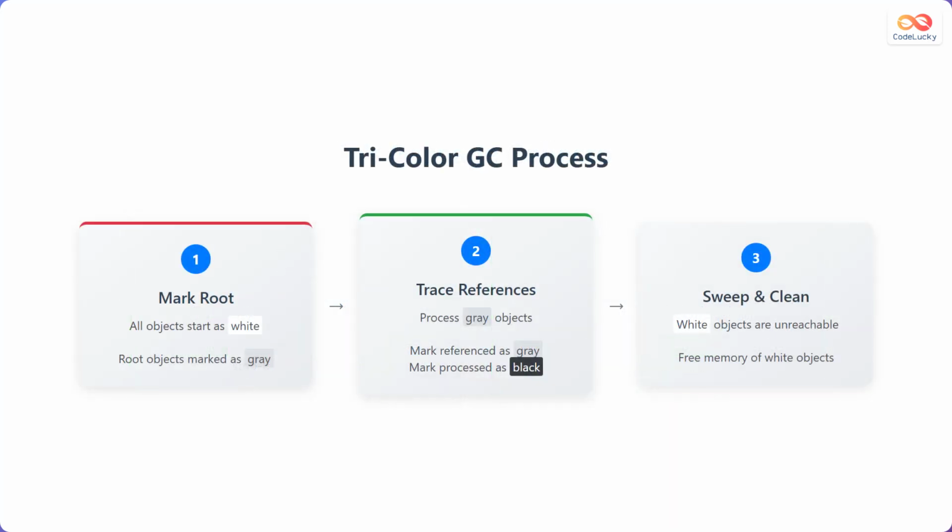The tricolor garbage collection process involves three main steps. First, all objects start as white. Then, the root objects are marked as gray. In the second phase, the garbage collector traces references. Gray objects are processed, and their referenced objects are marked as gray. Once an object is fully processed, it is marked as black. Finally, the garbage collector sweeps and cleans up the memory. White objects are considered unreachable, and their memory is freed.